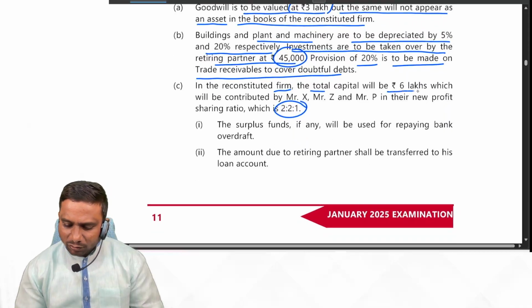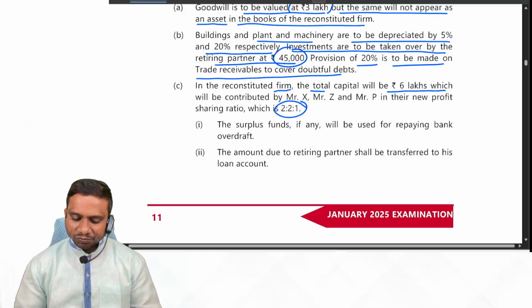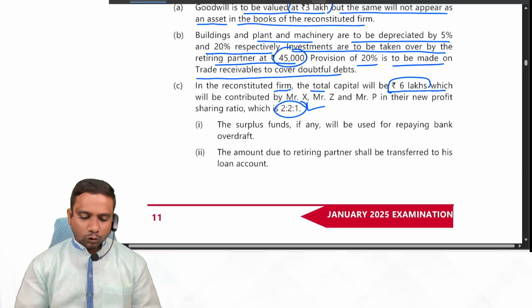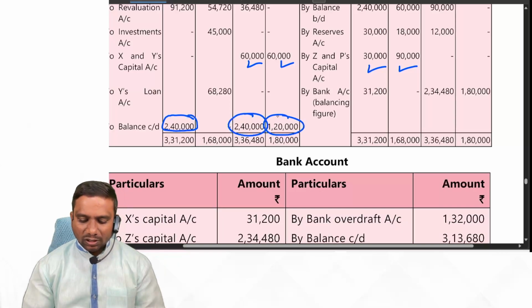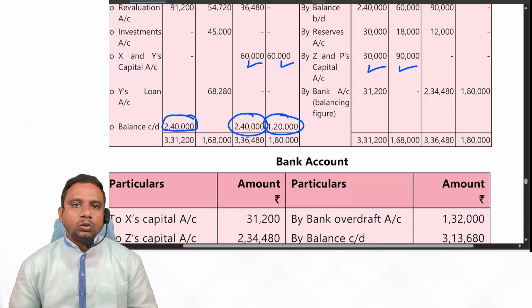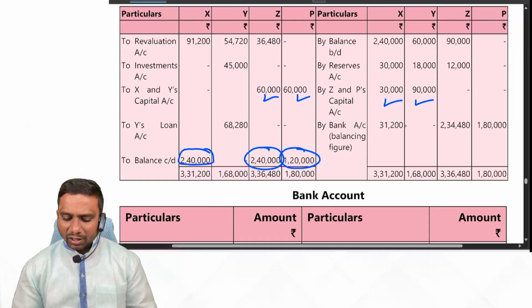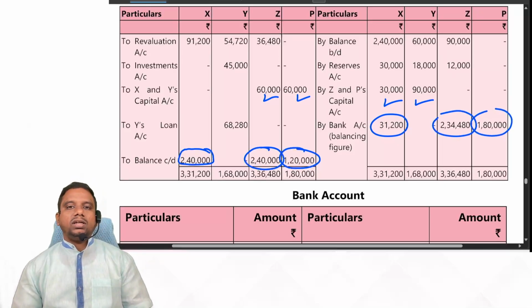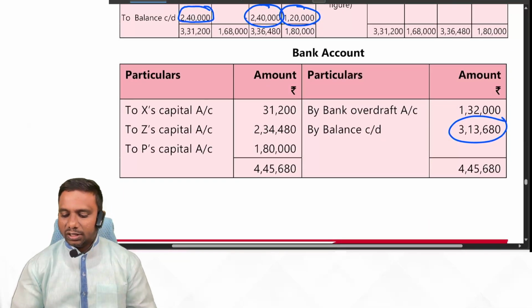And they said 6 lakh capital, we have to do capital adjustments. This 6 lakh capital adjustment is in which ratio? 2 to 1 ratio. So 4 lakh and 2 lakh. 2 to 1 ratio. So accordingly, after posting all these things, the final balances are 31,200, 2 lakh, 34,480 and 1 lakh 8. Yes or no? So the bank balance is nothing but 13 lakh.